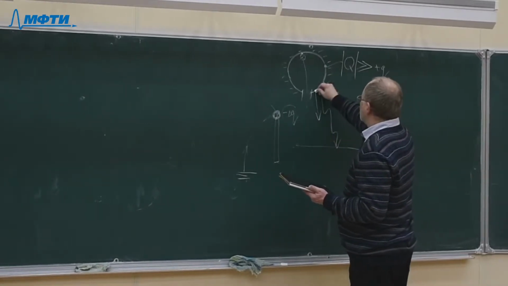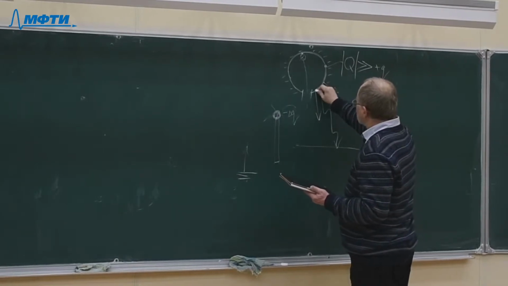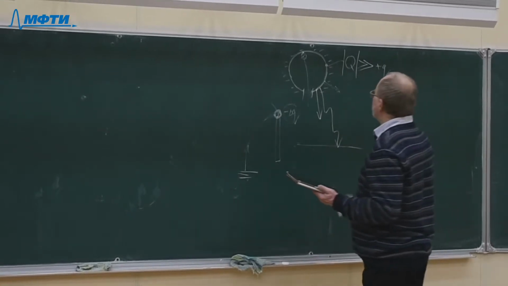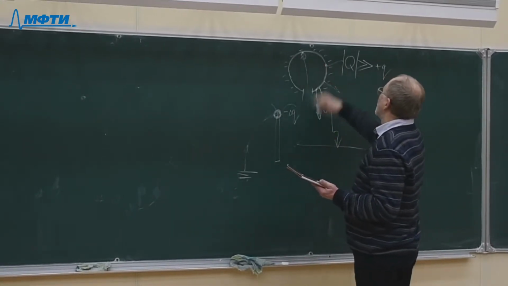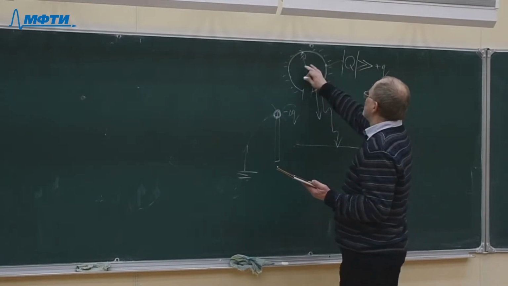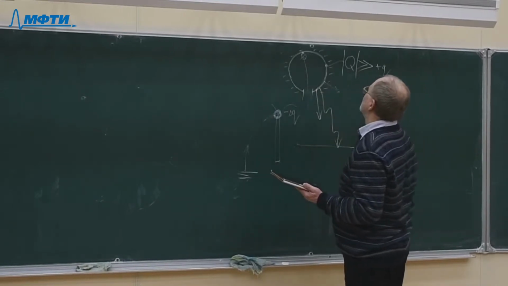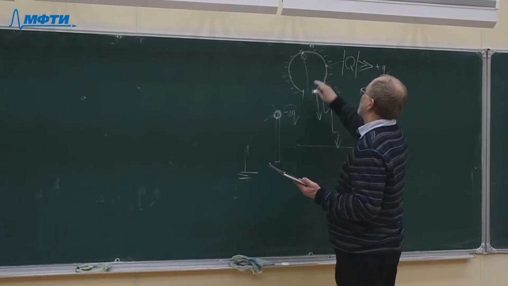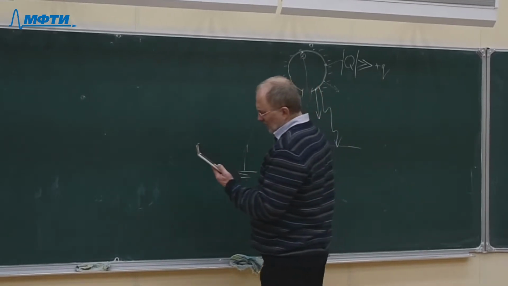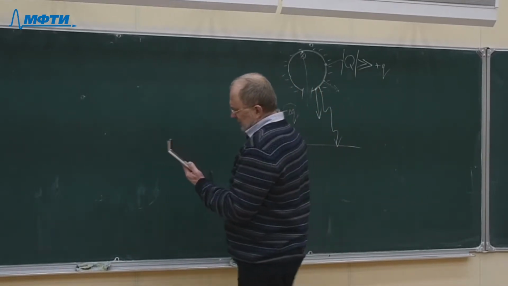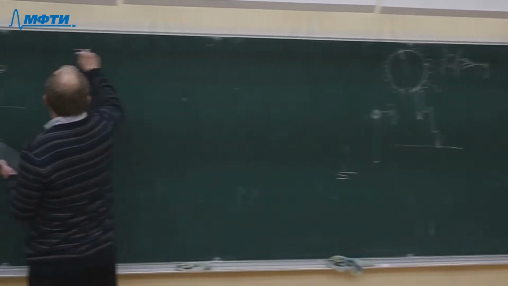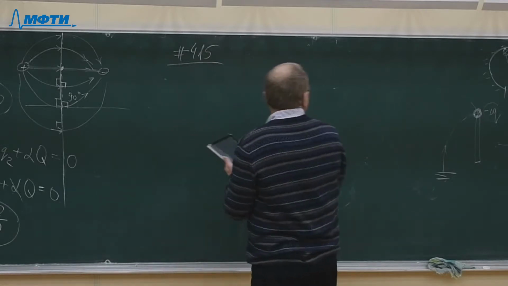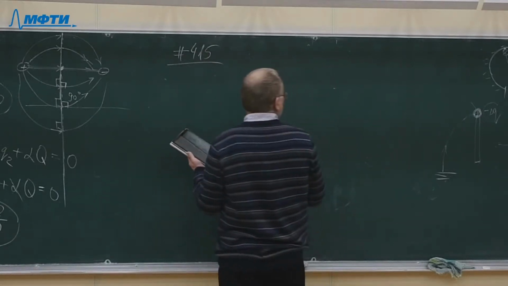This effect is called puncture, and the puncture, this lightning, will immediately reduce the total charge of the sphere. So this effect will define the upper limit of possible potential which can be accumulated on this sphere. And problem 415 is related to this puncture effect.